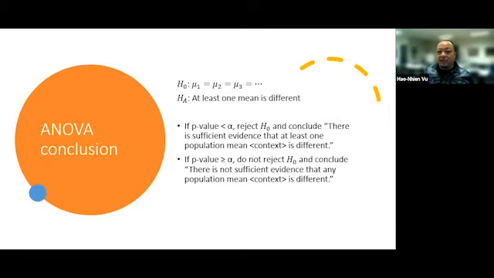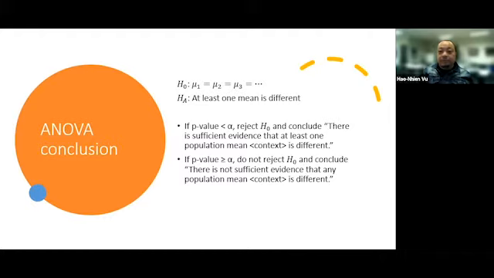Recall that H0 says all means are equal, and HA says at least one mean is different. If p-value is less than alpha, we reject H0 and conclude HA is correct. There is sufficient evidence that at least one population mean is different. And don't forget to put in the context, such as at least one mean height across ethnicity is different, or at least one mean test score across the high schools is different. Whatever the problem is verbally about, put that in your answer.